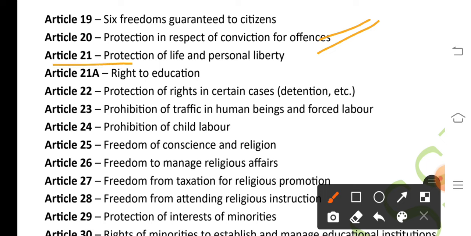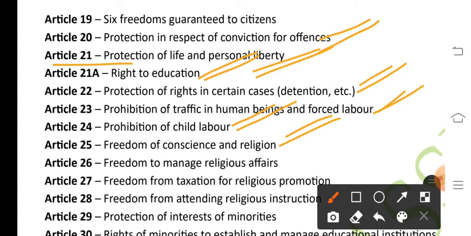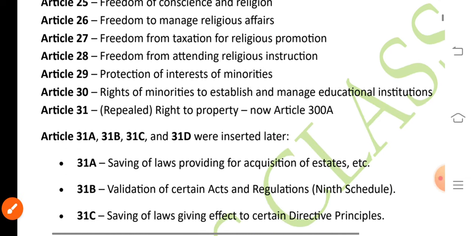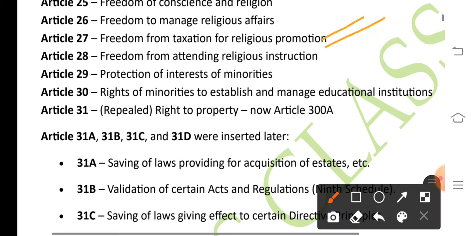Article 21, protection of life and personal liberty. Article 21A, right to education. Article 22, protection of rights in certain cases. Article 23, prohibition of traffic in human beings and forced labour. Article 24, prohibition of child labour. Article 25, freedom of conscience and religion. Article 26, freedom to manage religious affairs. Article 27, freedom from taxation for religious promotion.